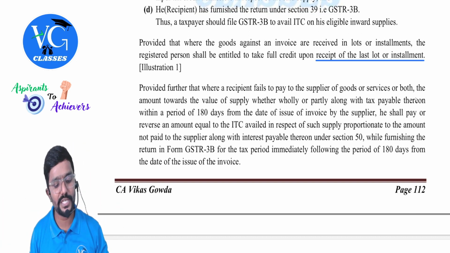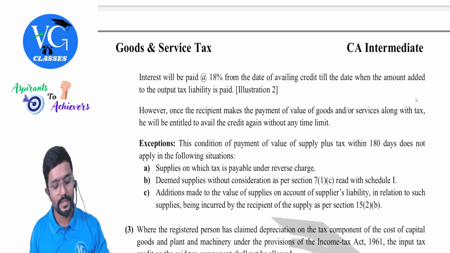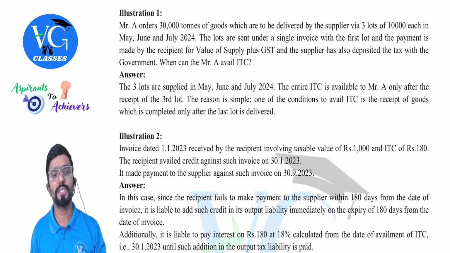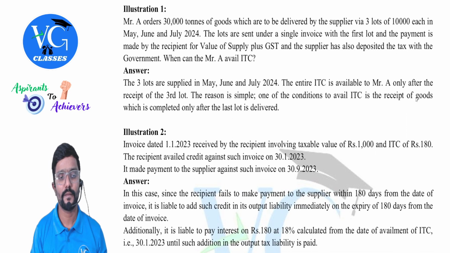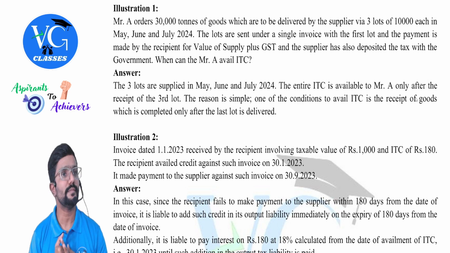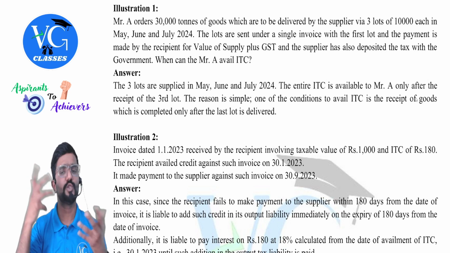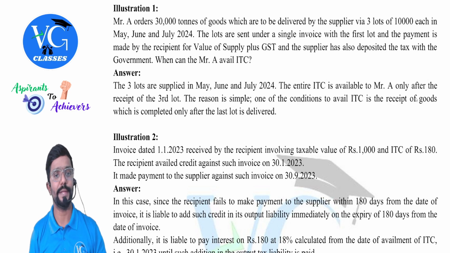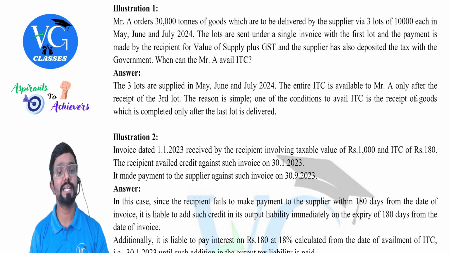Yes, I have one illustration for it. Come to the illustrations which I have given below, after section 16. Illustration number 1. Mr. A orders 30,000 tons of goods which are to be delivered by the supplier through 3 lots of 10,000 each in May, June and July. The lots are sent under a single invoice.